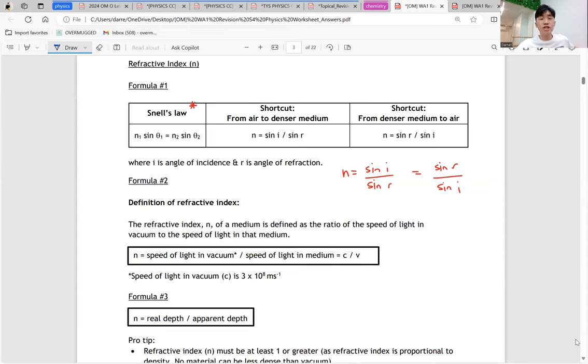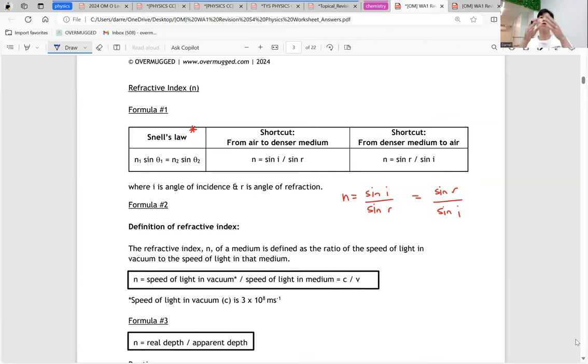So I already mentioned this to you all last week. There are occasions where we need to use sine I over sine R, and there are reasons why we use sine R over sine I. In short, it gets very confusing, right? When do I use sine I over sine R? When do I do the other way around? Oh, from air to denser, from denser to air.